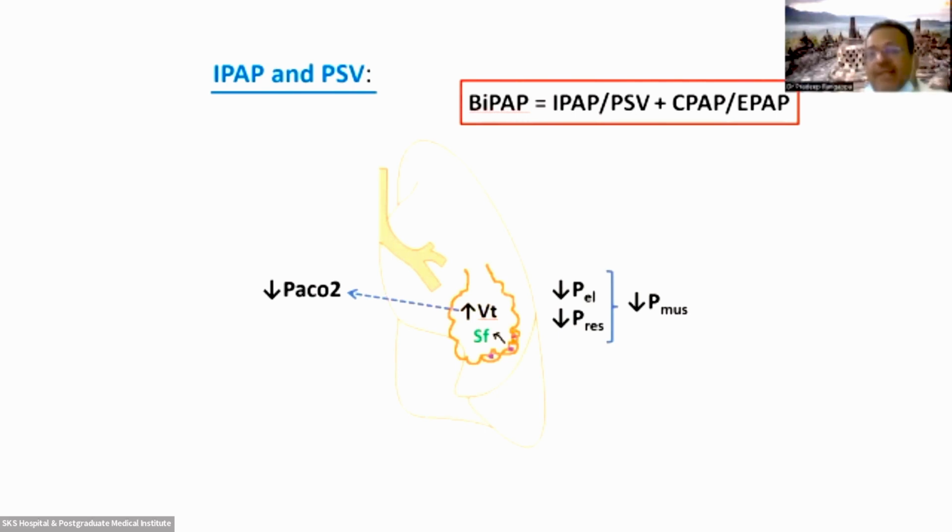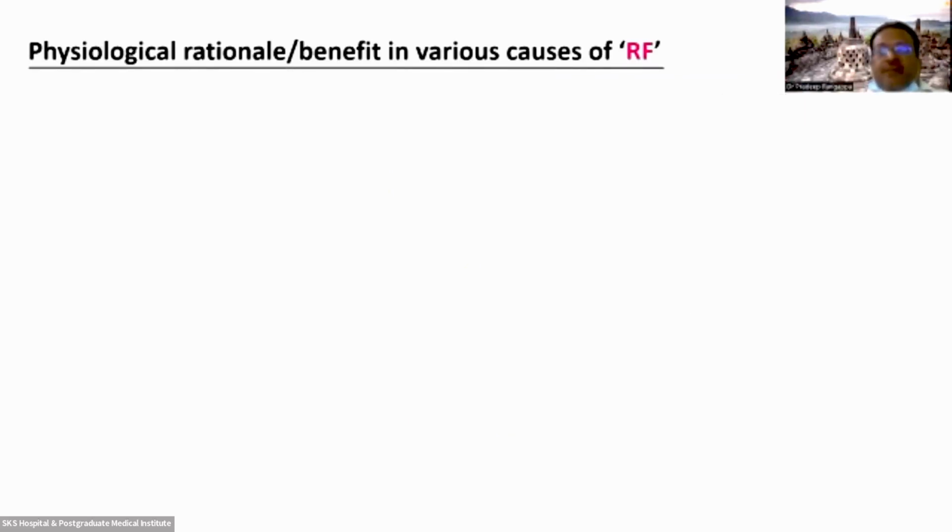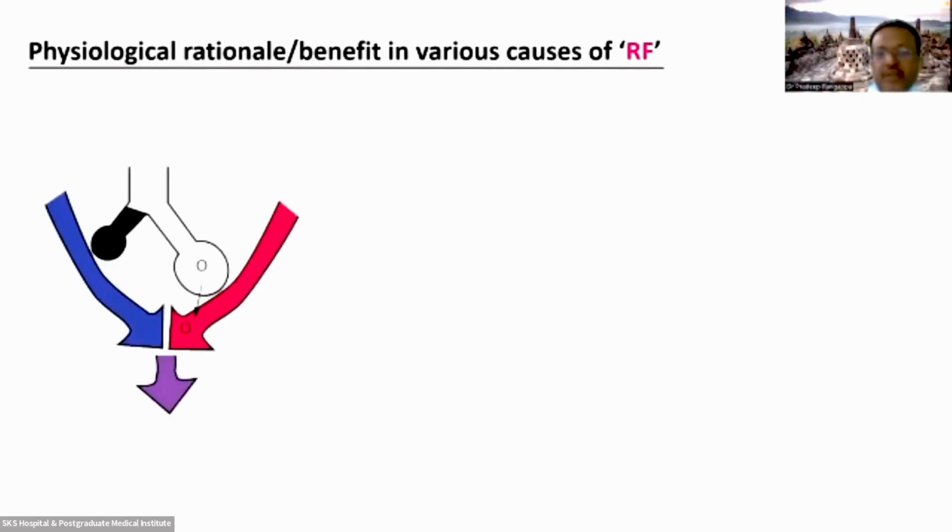That's why we call it bi-level positive airway pressure. So what is the physiological rationale or benefit of using NIV in respiratory failure? As I said, in addition to all those pressures, it overcomes the elastic pressure, it overcomes the resistive pressure, it overcomes the threshold pressure, and it offers PEEP. It reduces the shunt fraction. So by doing all this, it significantly reduces the shunt fraction.